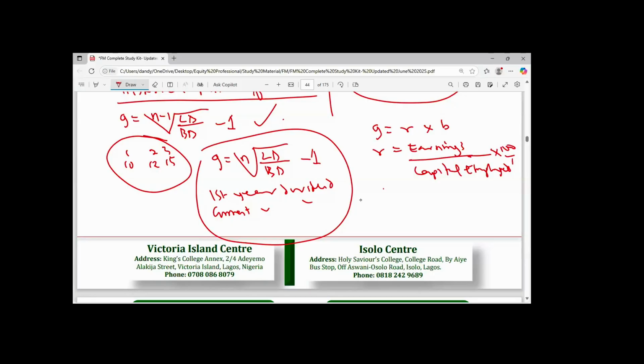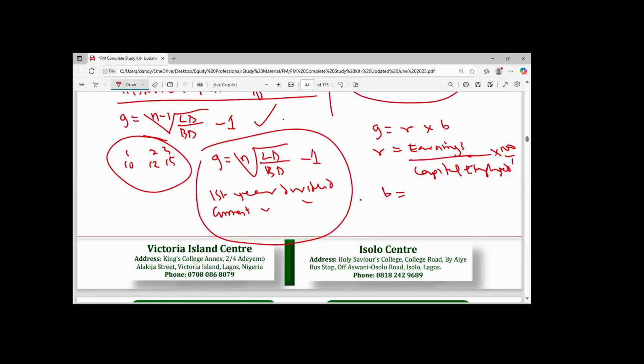Then the retention rate. Of course, I also told you capital employed can be defined in several ways. It could be total assets, it could be net assets, it could be equity plus debt. Whatever it is, the information will be there to show you how you are going to compute your capital employed. At times, it could be opening shareholders' funds. Whatever it is, the information will surely be there.